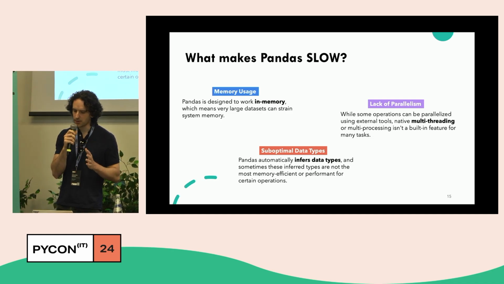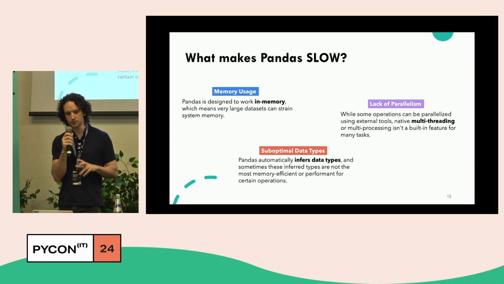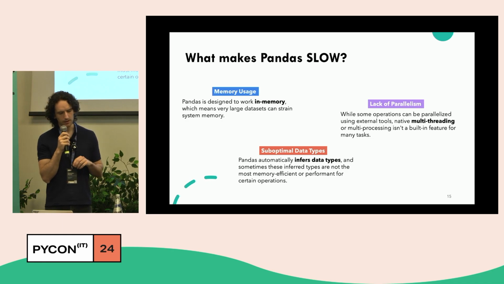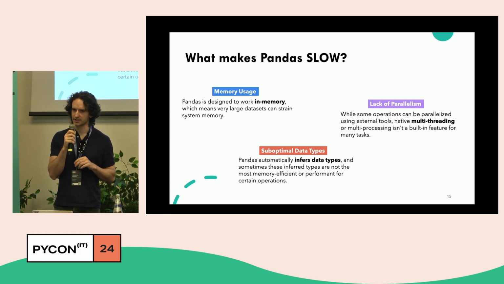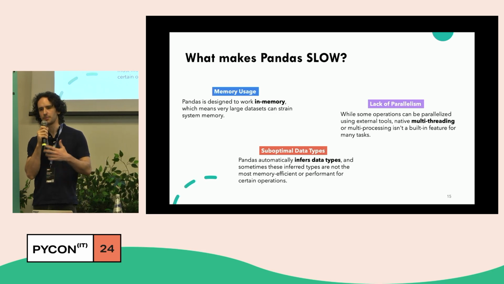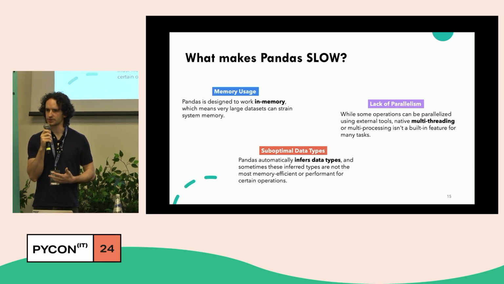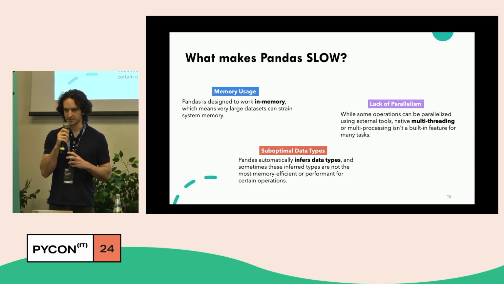Then we have these suboptimal data types. This is really interesting. This basically means that sometimes Pandas has to automatically infer the data types. What does it mean? It means that you load something into the memory, and Pandas decides the type for you. Some people say that this is, once again, magic, that it works very well, and they like this feature. I call it inconsistencies sometimes.